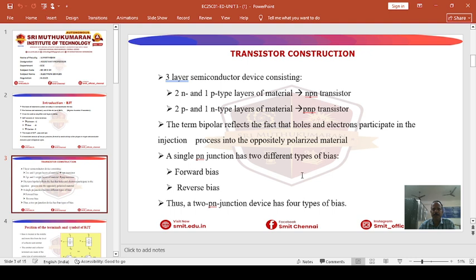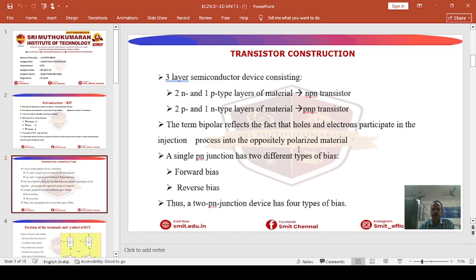Generally, we go for the construction of transistors. Transistors are three-layer semiconductor devices. Basically, if it has two N regions and one P region, then it is called an NPN transistor. If it has two P layers and one N layer, then it is called a PNP transistor.